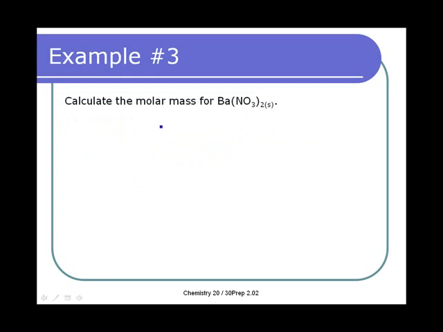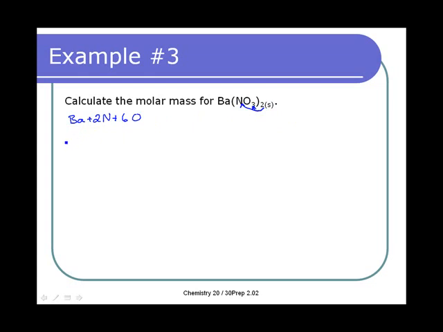So for another molar mass, and what I would suggest is, if you want to see if you're getting this, pause the recording now, do the calculation on your own, and then hit play and see if we get to the same answer. So we're going to have a barium plus 2 nitrogens plus 6 oxygens. Remember that 2 applies to every atom inside the brackets. So 2 times 1 and 2 times 3 for those atoms.